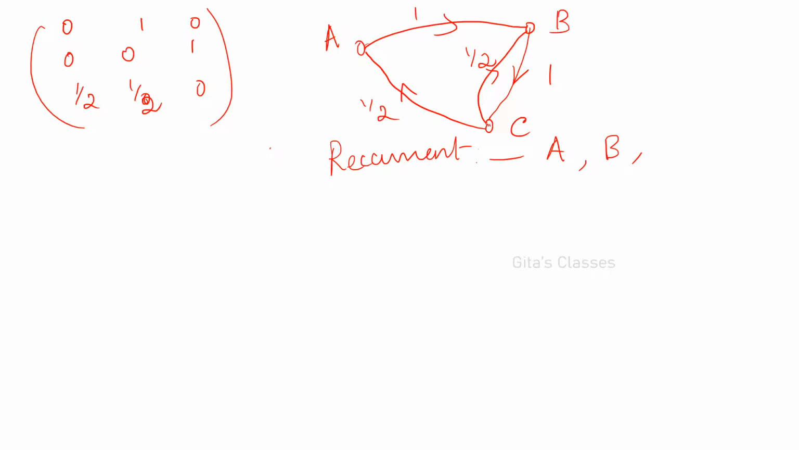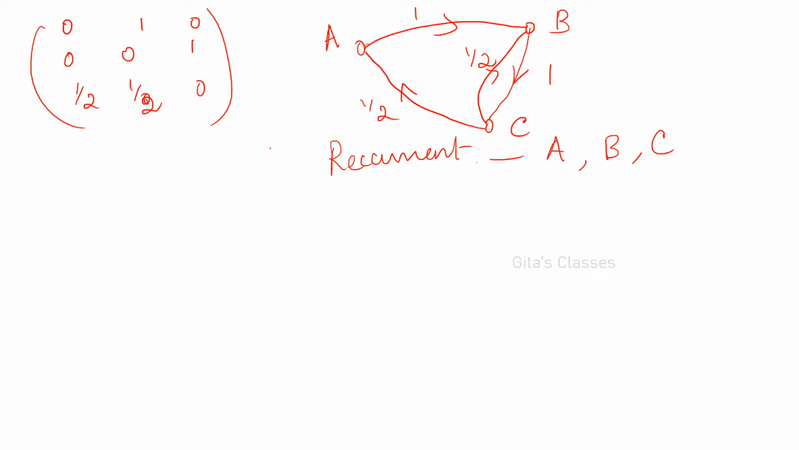What about C? From C, you can go to A. Yes, you can go to B also. Then you can come back to C. Even if you go to A, through B, you can come back to C. Or if you go to B also, you can come back. So C is also recurrent. So all these states are recurrent.